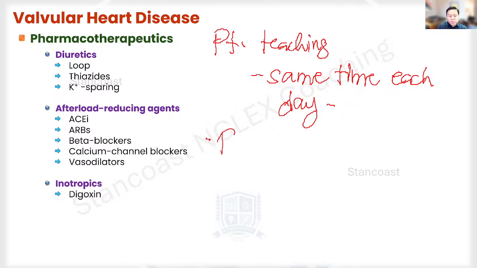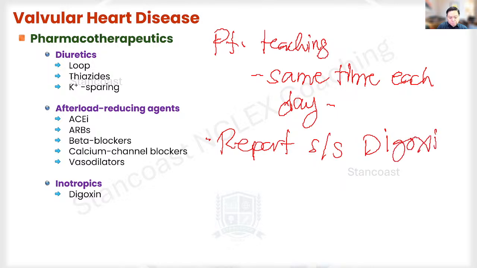Now, another teaching here is for the patient to report signs of digoxin toxicity. So what are those signs? Early would be confusion. That's one. There will be anorexia.